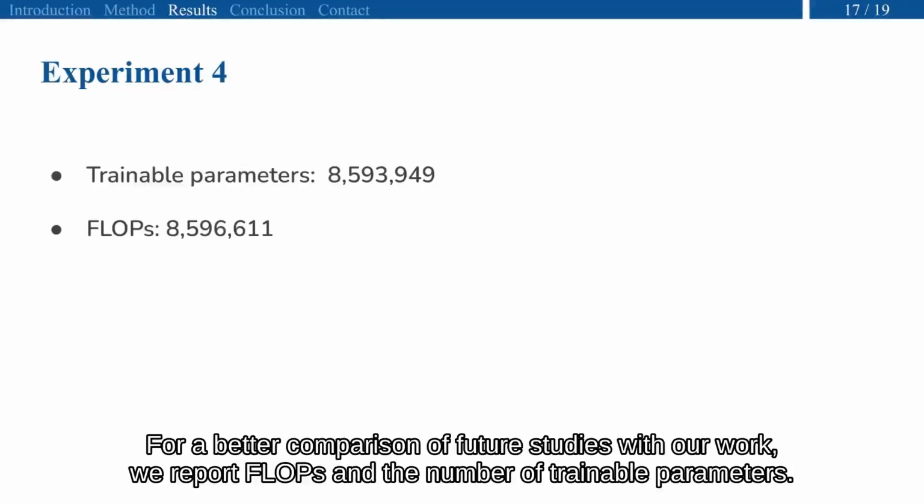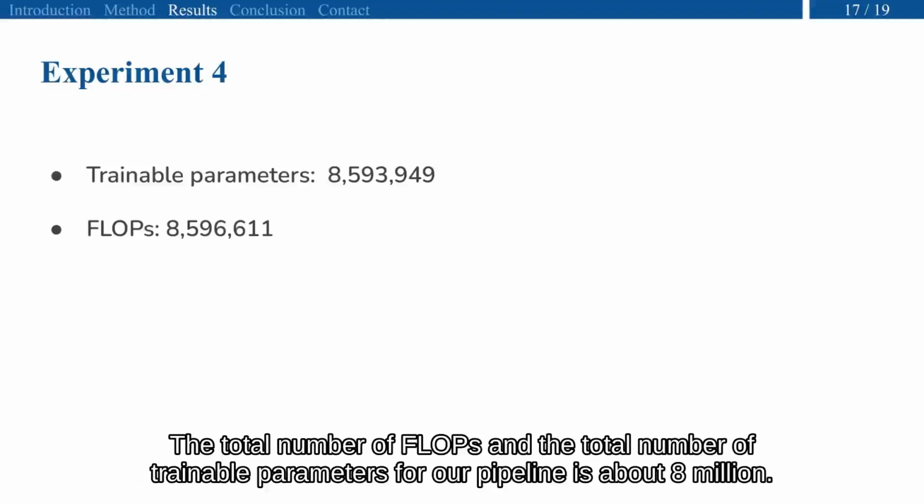For a better comparison of future studies with our work, we report FLOPs and the number of trainable parameters. The total number of FLOPs and the total number of trainable parameters for our pipeline is about 8 million.